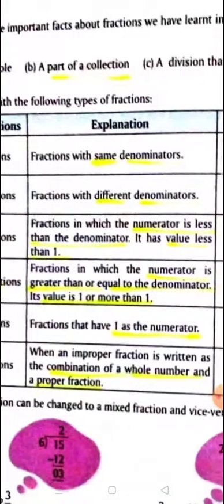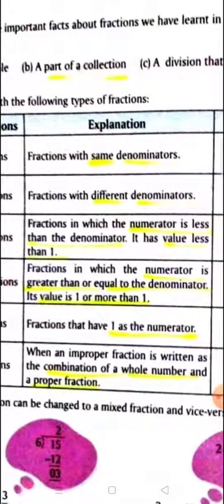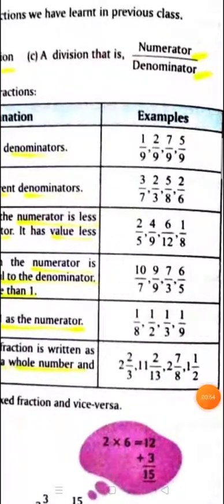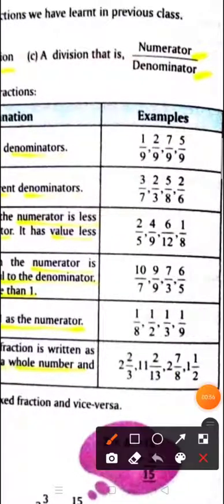Proper fraction: a fraction in which the numerator is less than the denominator. It has a value less than 1. If the numerator is less and the denominator is greater, then it is a proper fraction.